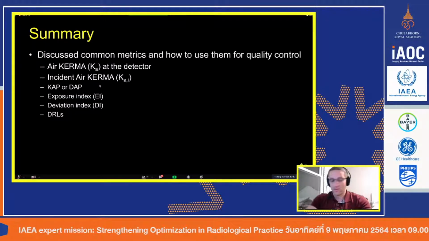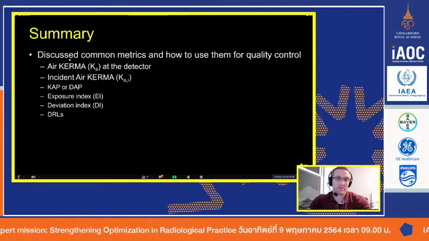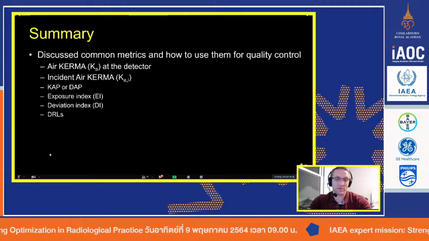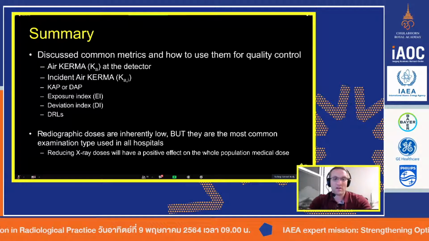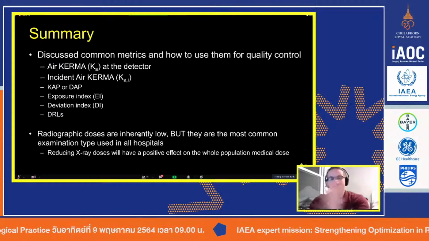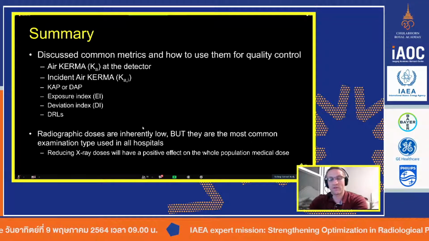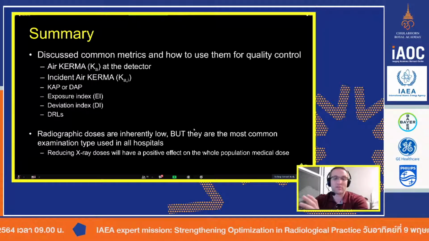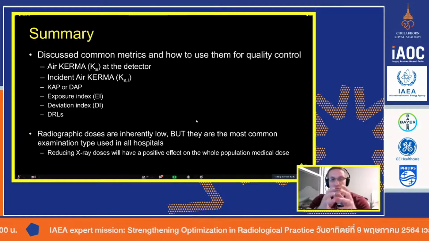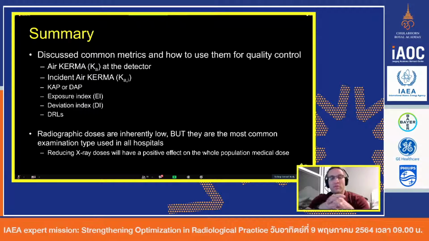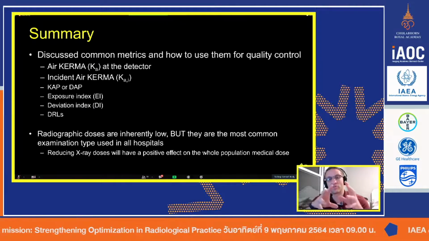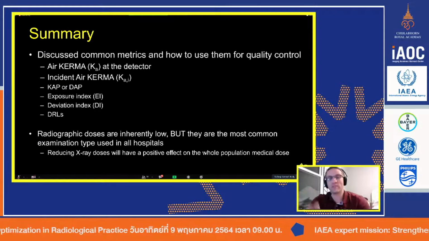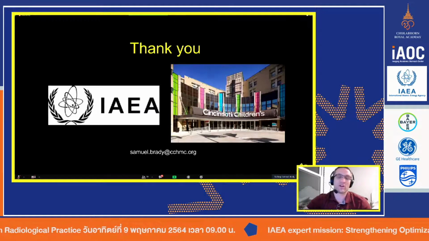All right, so I am over time. My apologies. We've already talked about those summary topics quite a bit, so I'll just skip over that. So radiographic doses are inherently low. I think we've already discussed that, but they are the most common examination type. So we can do so much good by spending a little bit of effort trying to make sure we are consistent, or consistently good, at imaging and radiography.